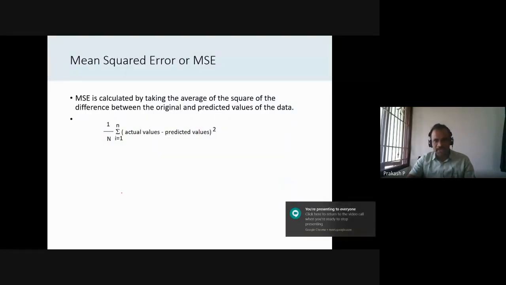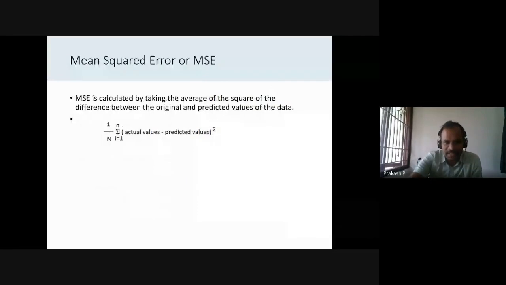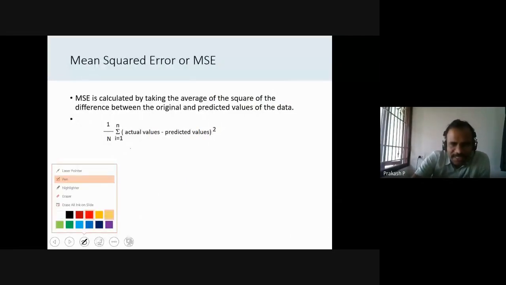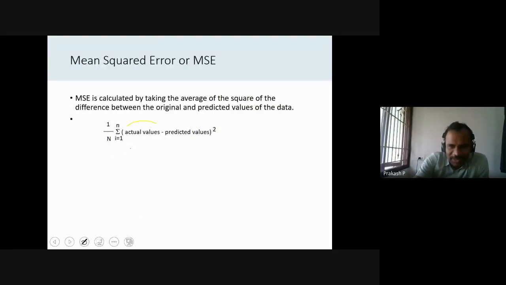This is called mean square error. So what is mean square error? The actual value, which you consider in y-test, and the predicted value, the value predicted by our model. I can call it y cap. So actual minus predicted, whole square, divided by n. This is called mean square error.